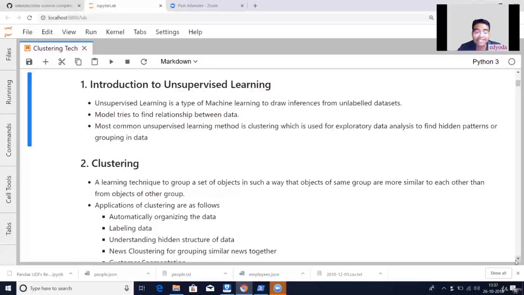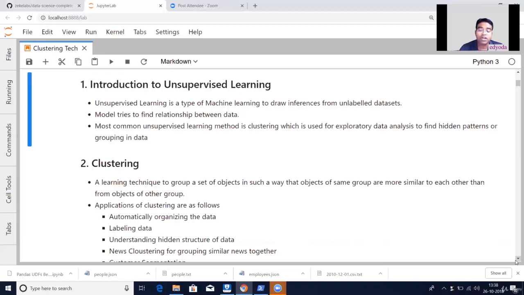Unsupervised learning is a type of machine learning where your target is not available. You have the data, you don't have the target, and you try to find relationships between the data. To put it in API terms, in supervised learning, in the fit function, you pass x and y. In unsupervised learning, you'll not pass y, just x, and your unsupervised learning methods will try to find relationships between the data. It is mostly used to explore data.